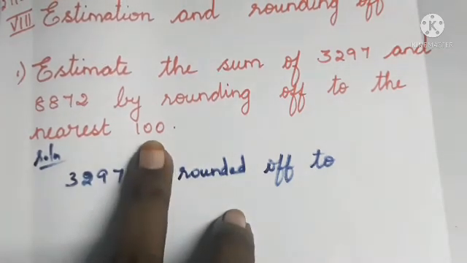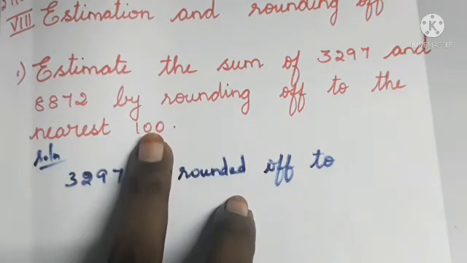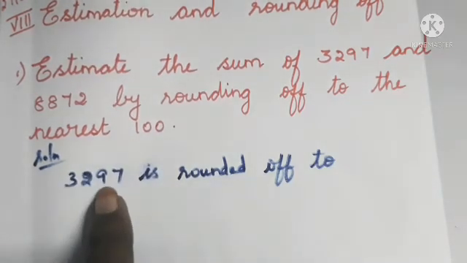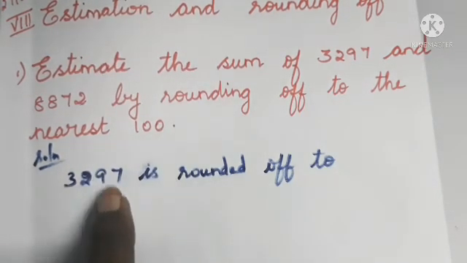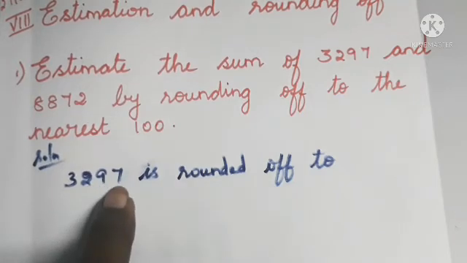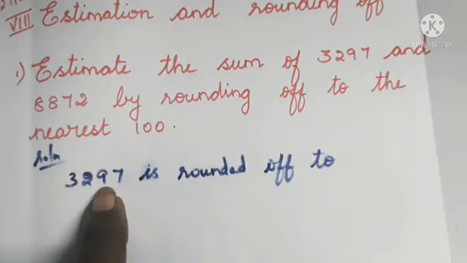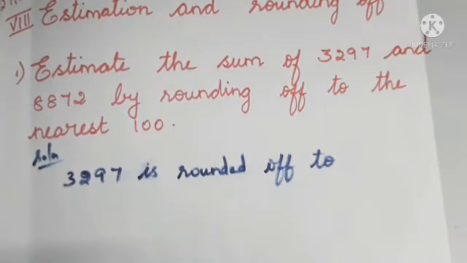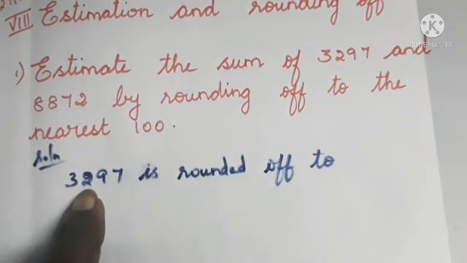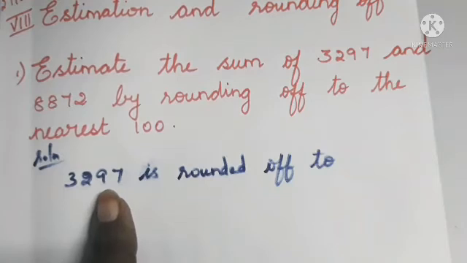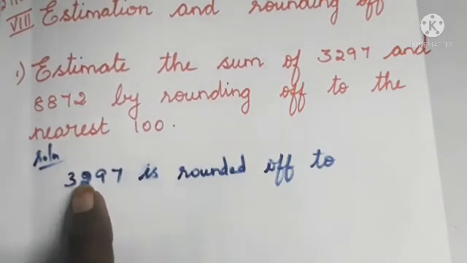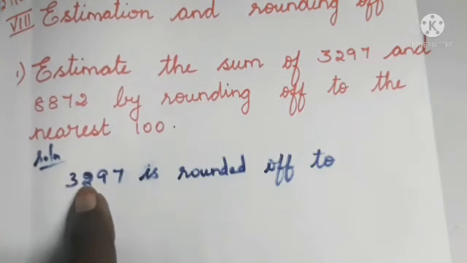We know that if you want to find the nearest 100, we have to focus on the tens place. So in the tens place what do we have? Yes, 9, isn't it, ma? What's the first condition? If the digit in the tens place is less than 5, we write the number as it is in the 100 place. If the digit in the tens place is 5 or more than 5, we have to add 1 to the 100 place. That's the rule.